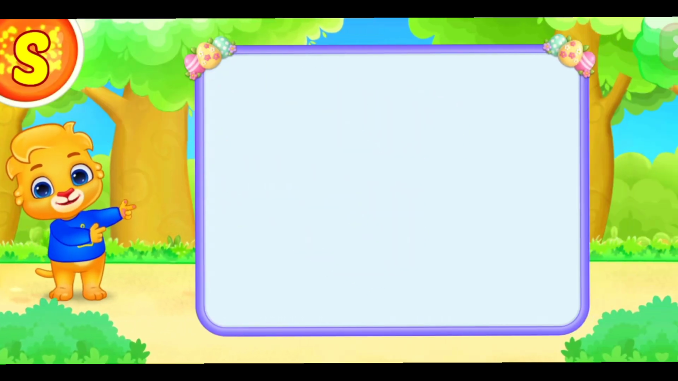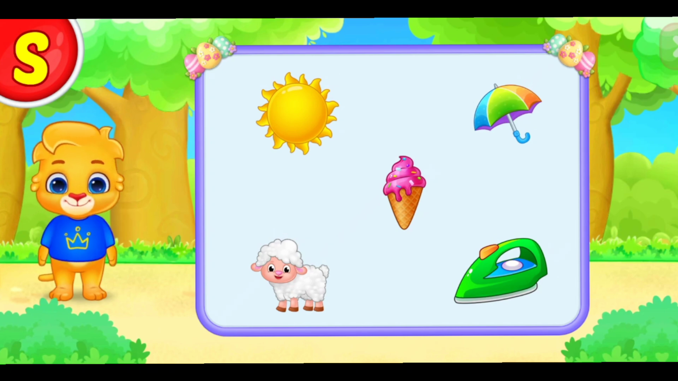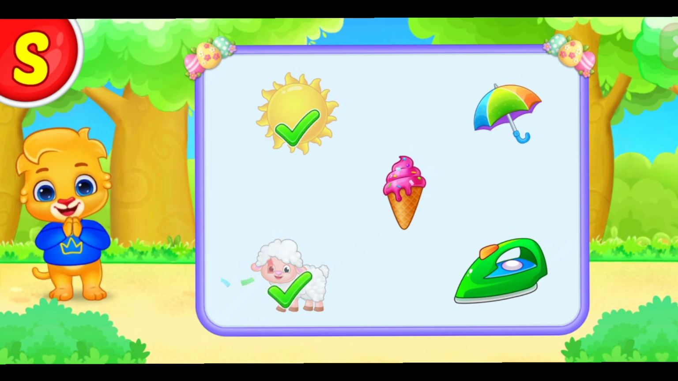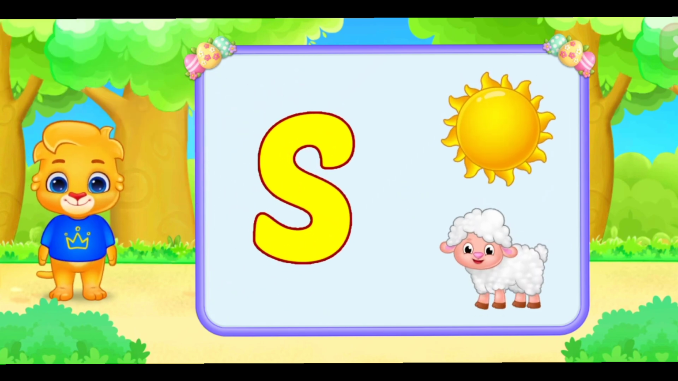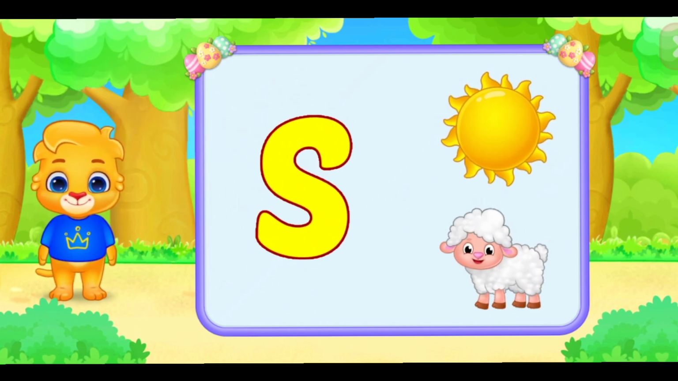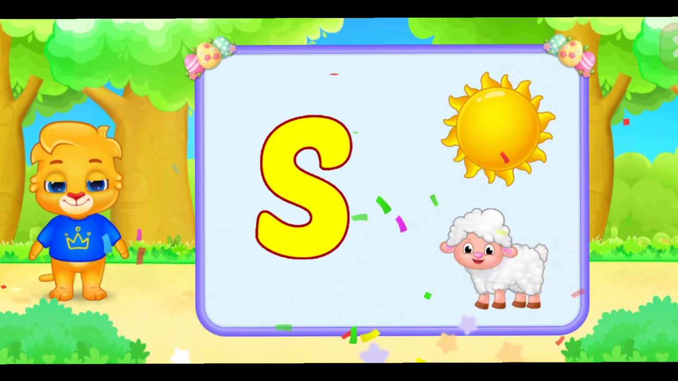Tap the picture that starts with letter S. S is for sun. S is for sheep. Well done.